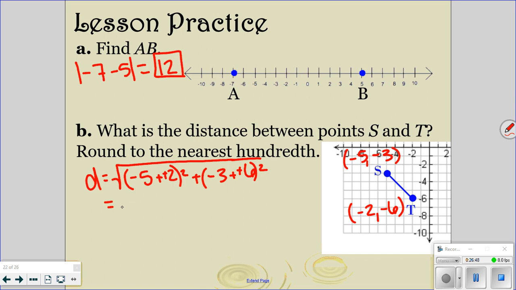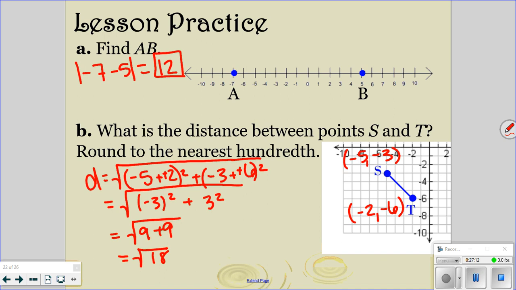So -5 plus 2 is -3, and then squared. -3 plus 6 is 3 squared. So anytime you have a negative number and then you square it, it's going to become positive. So -3 squared is 9, and then 3 squared is also 9. And then 9 plus 9 is 18, and so it says round to the nearest hundredth. So the square root of 18 gives me 4.24. So that would be your answer for that one.